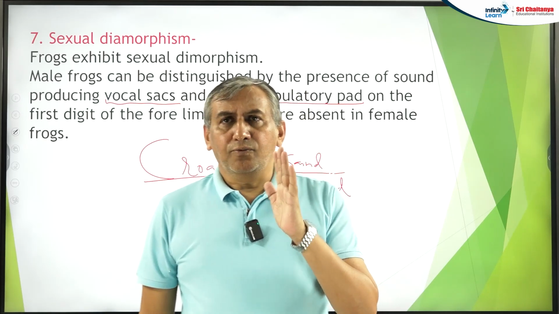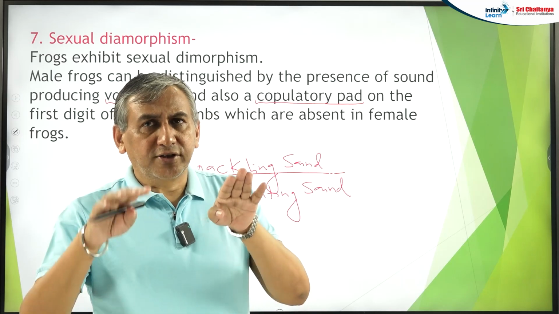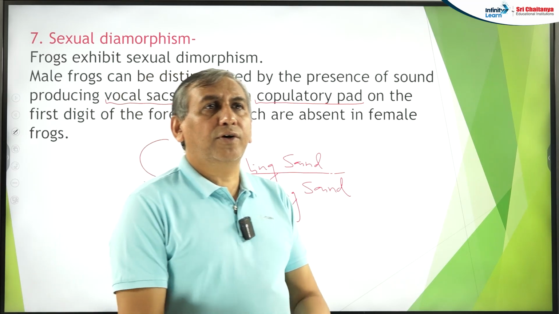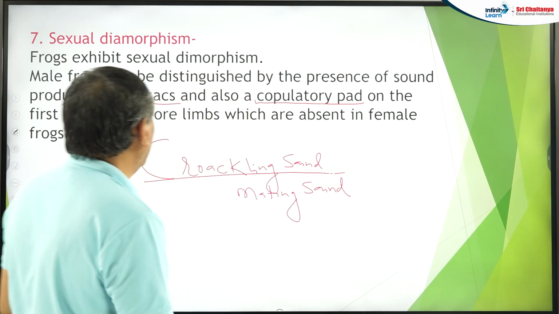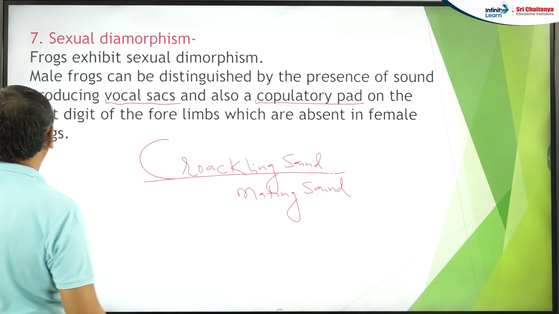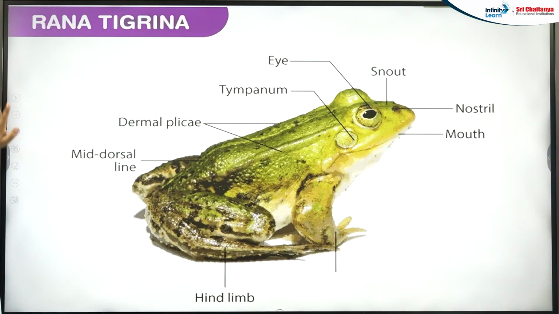Okay, so frog skin is slippery. So just to hold the female frog, on the first digit of forelimb of male frog, copulatory pads are present. So this is one more point that you have to remember.